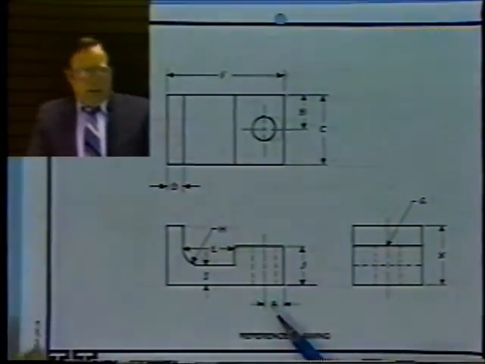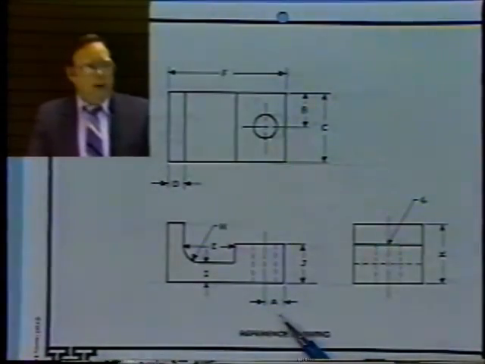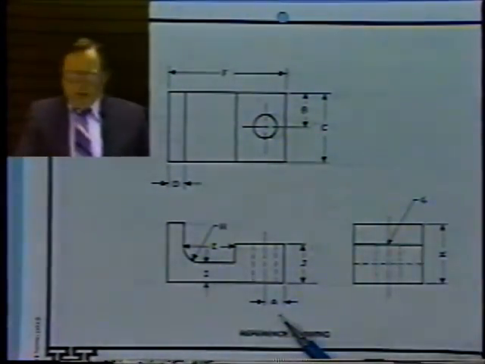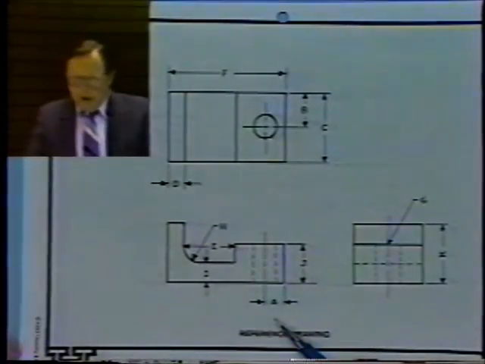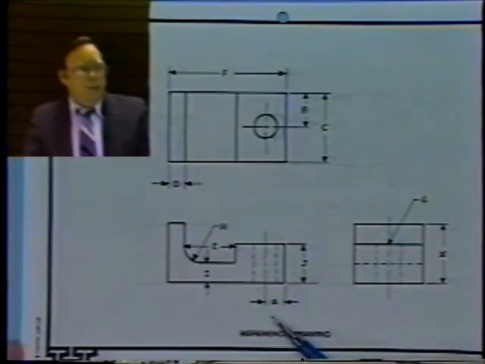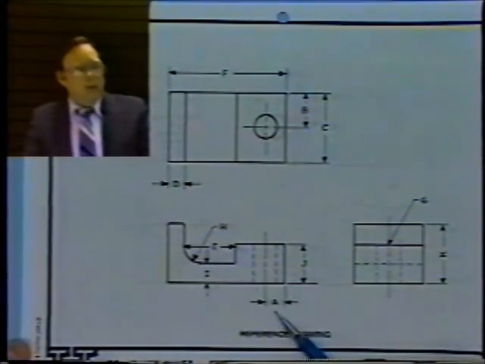What about dimension A? What do you think? Is that acceptable or unacceptable? Come on, you got to get involved now. You there in the next to the last row. What do you think? Acceptable or unacceptable? That's right, it's unacceptable. Why is it unacceptable? What is it dimensioning? What is dimension A for?